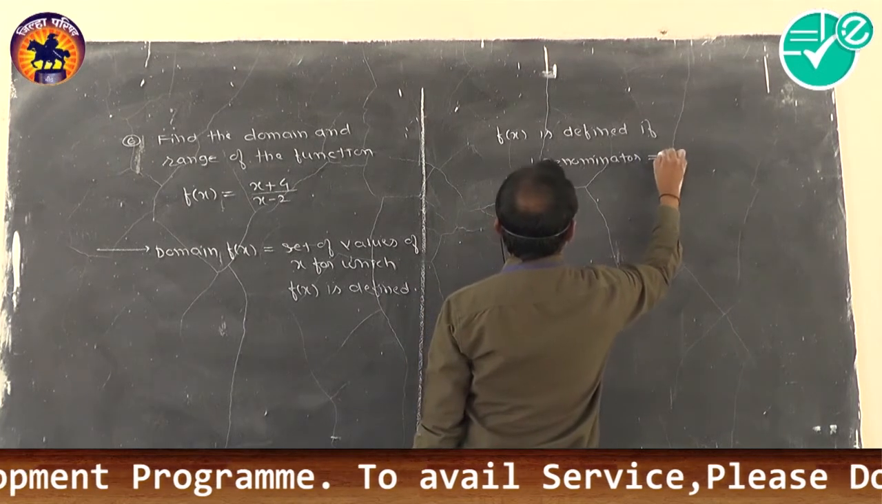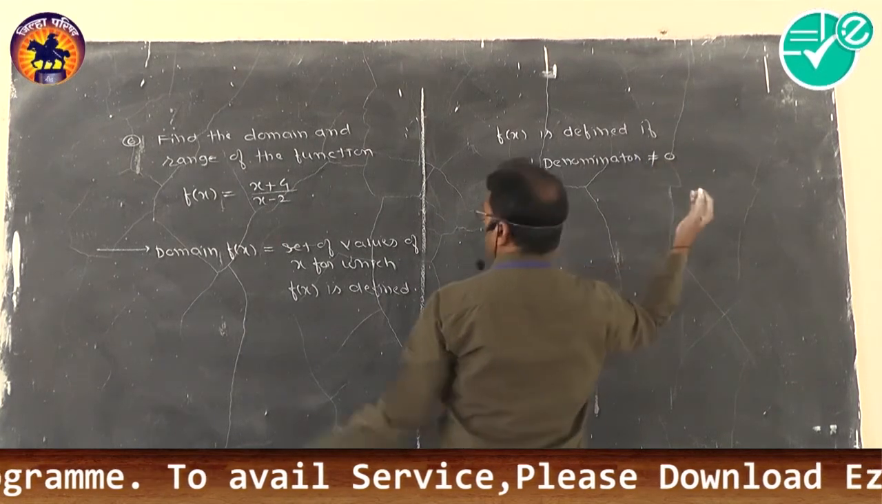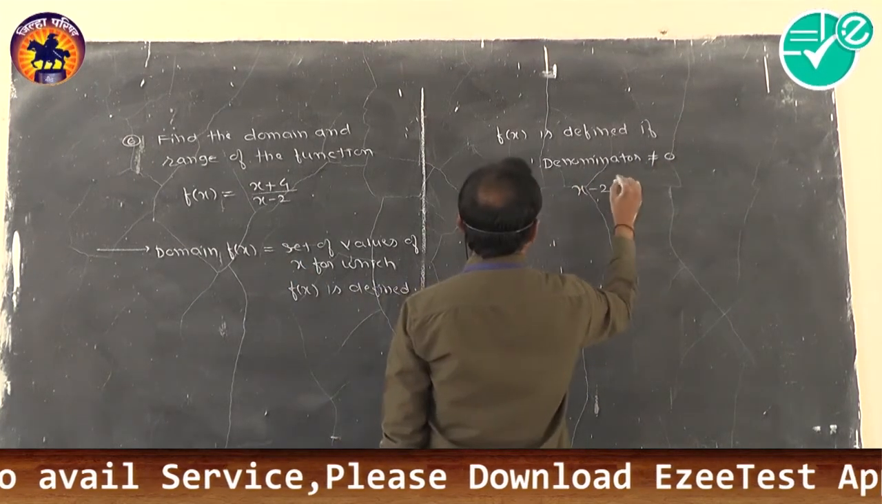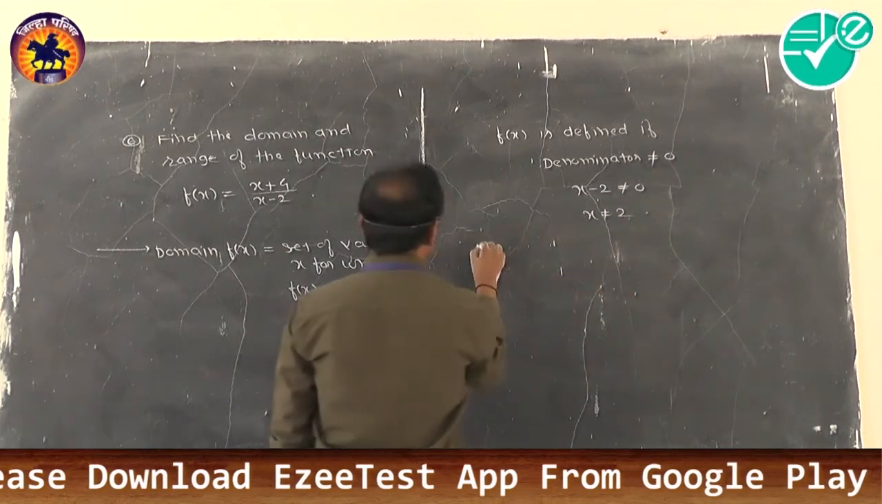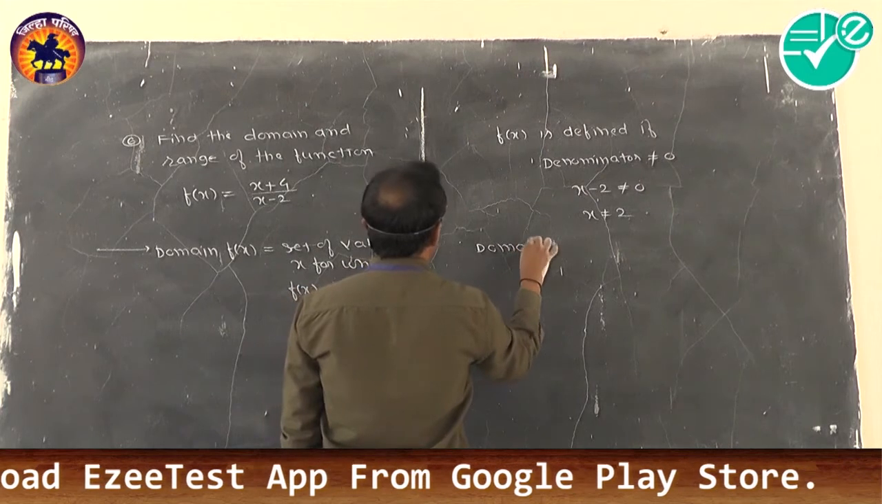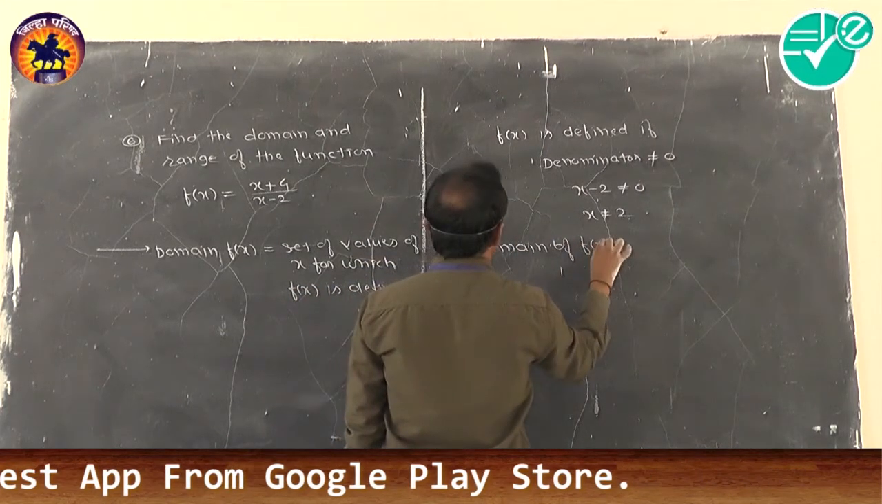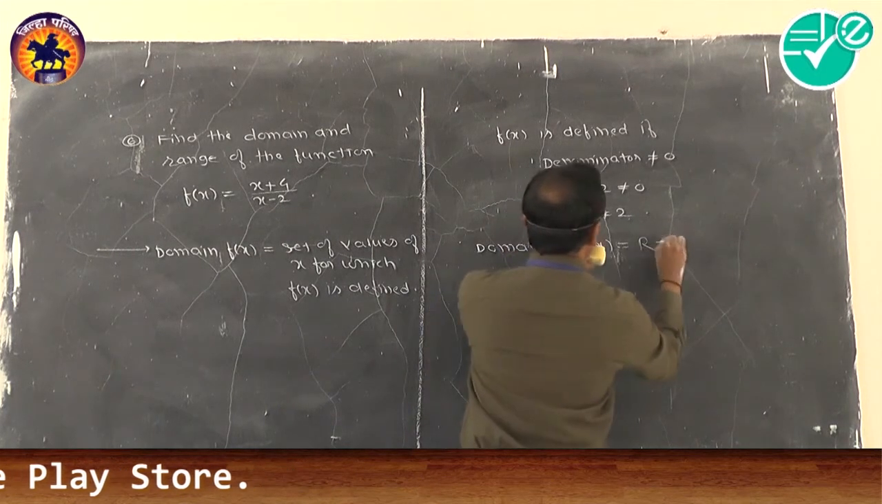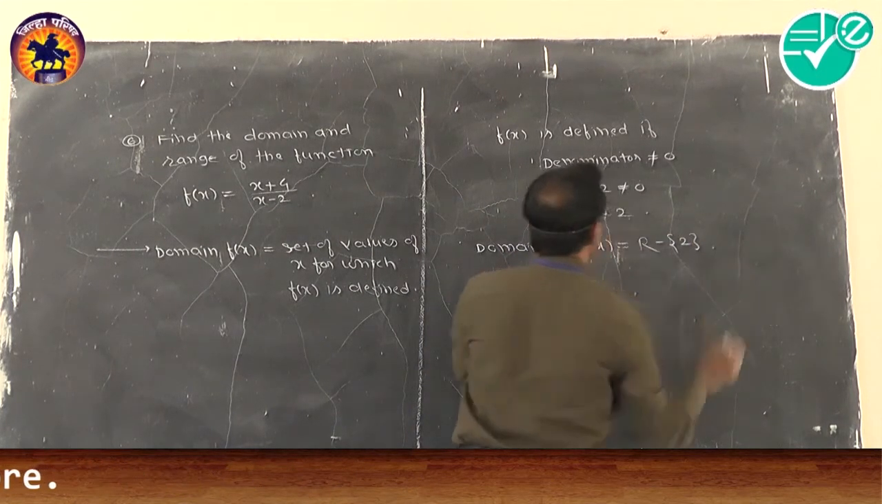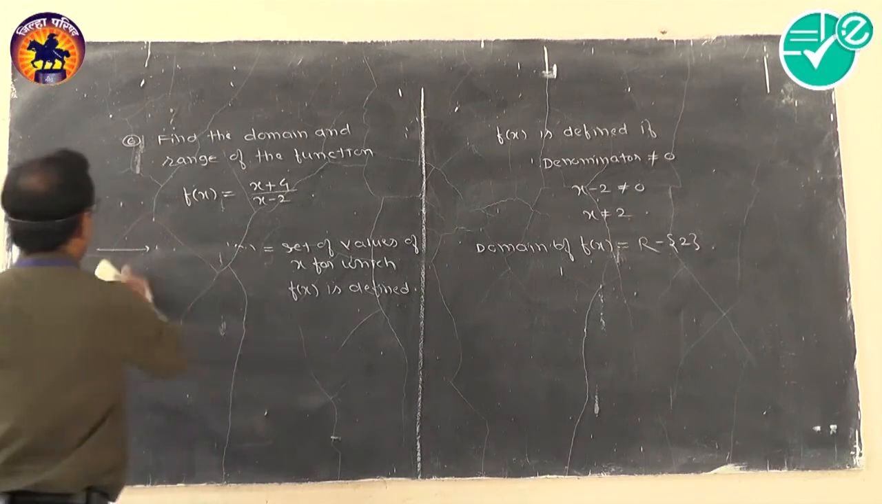The denominator should not be 0, which means this x minus 2 is not equal to 0, so x is not equal to 2. So we are directly getting the domain now. What is the domain of the function? We can take all real numbers excluding 2, that is R minus {2}.